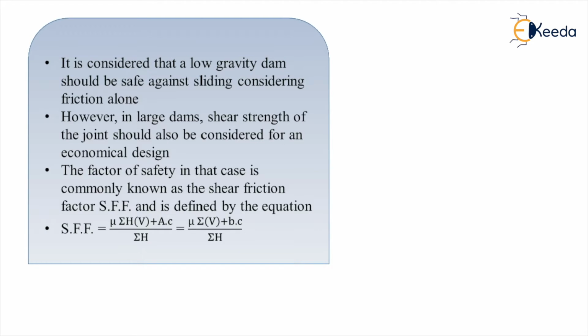So simply, the gravity dam is constructed with the help of concrete. So ultimately we are adopting the value of C in the range of 650 to 1300 kilonewton per meter square, divided by summation of horizontal forces. By using this formula, we can find out the shear friction factor when we are considering the shear strength of a joint in the larger gravity dam. So we have to calculate the shear friction factor also.